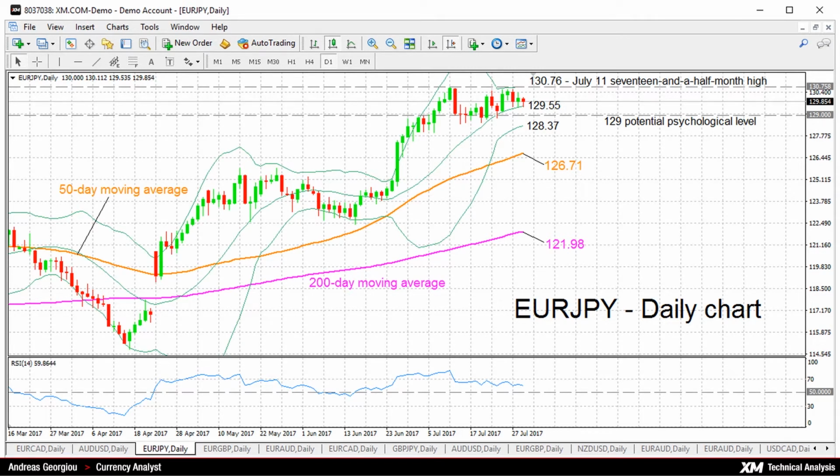Today is Monday, July 31st, and we'll be looking at euro crosses, specifically at the euro versus the yen, sterling, Australian and Canadian dollars on the daily charts.